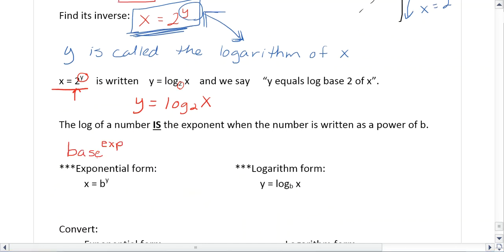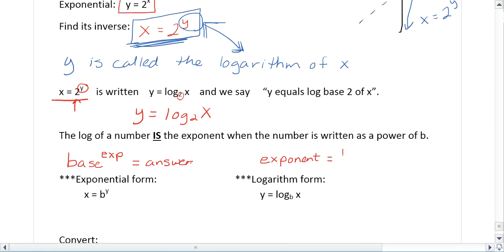It could be very helpful to put this into words for those of you who prefer that. So another way to state this is the base to the exponent equals the answer. And then when you convert that, the exponent equals, we got to put the word log in here, log base whatever it is of the answer. Okay, so write that in if that helps you to see this in word format.